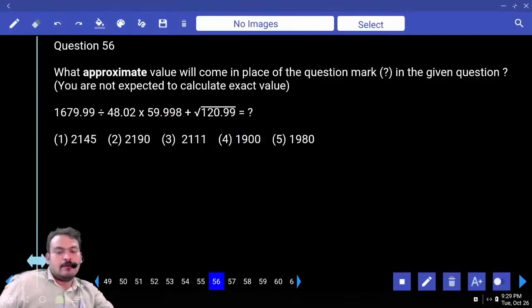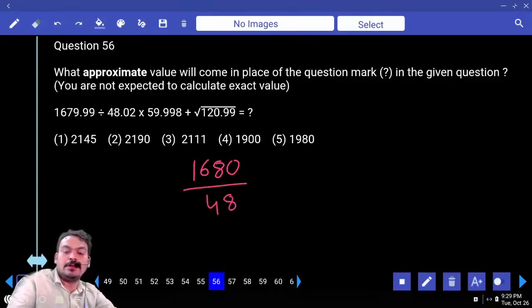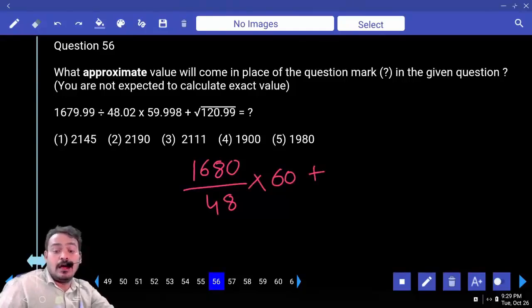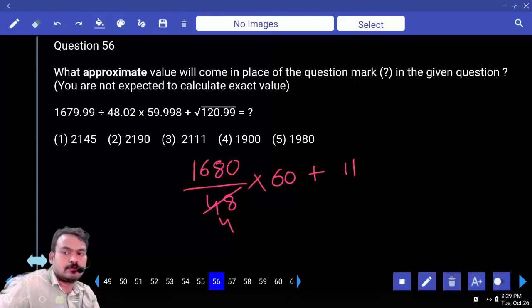Approximations. First priority, division or addition? Division. First value is how much? 1680 by how much value? 48 into 60 plus under root of 121, nothing but 11, or not? First, what is the denominator value in the first term? 48. 48 means it will be a 12 multiple, or not? 12 how many times is 48? 4 times. 12 how many times is 60? 5 times, or not?